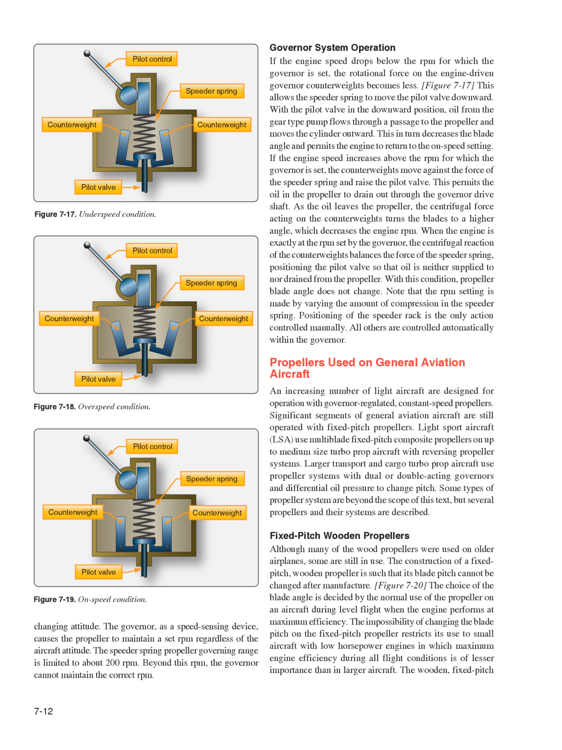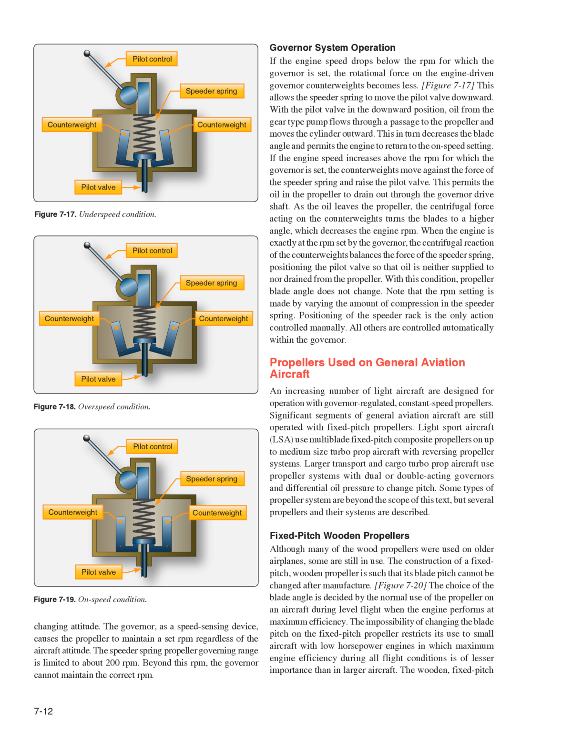When the engine is exactly at the RPM set by the governor, the centrifugal reaction of the counterweights balances the force of the speeder spring, positioning the pilot valve so that oil is neither supplied to nor drained from the propeller. With this condition, propeller blade angle does not change. Note that the RPM setting is made by varying the amount of compression in the speeder spring. Positioning of the speeder rack is the only action controlled manually. All others are controlled automatically within the governor.